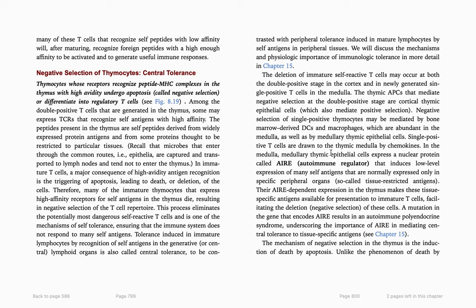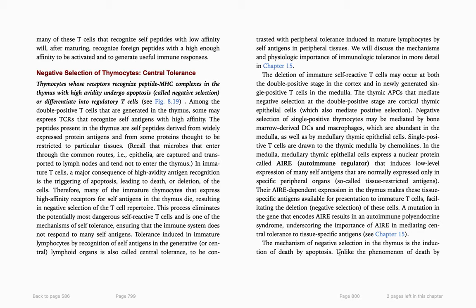Single positive T cells are drawn to the thymic medulla by chemokines. In the medulla, thymic epithelial cells express a nuclear protein called AIRE, autoimmune regulator, that induces low level expression of many self-antigens that are normally expressed only in specific peripheral organs, so-called tissue restricted antigens. The AIRE-dependent expression in the thymus makes these tissue-specific antigens available for presentation to immature T cells, facilitating the deletion or negative selection of these cells. A mutation in the gene that encodes AIRE results in autoimmune polyendocrine syndrome, underscoring the importance of AIRE in mediating central tolerance to tissue-specific antigens.